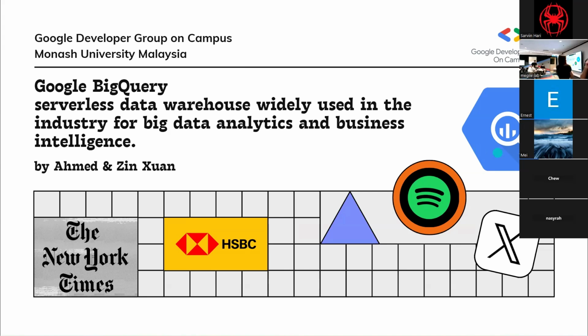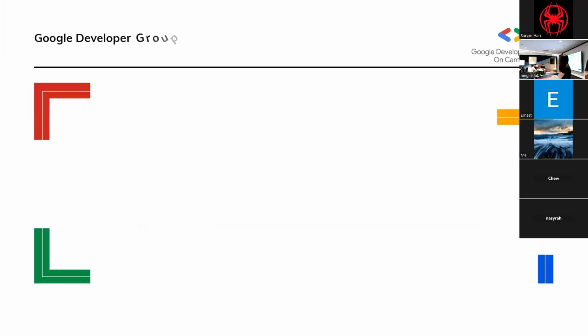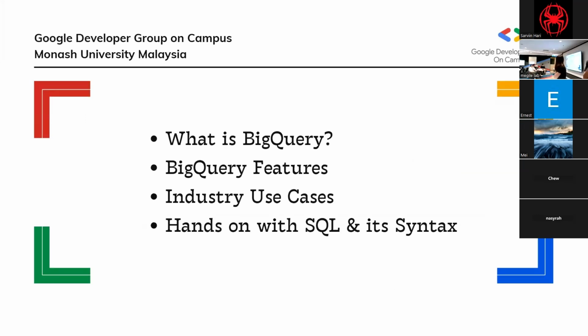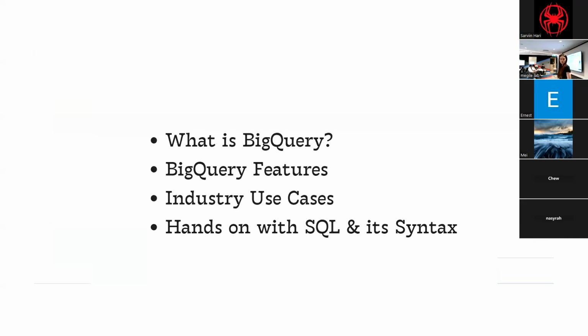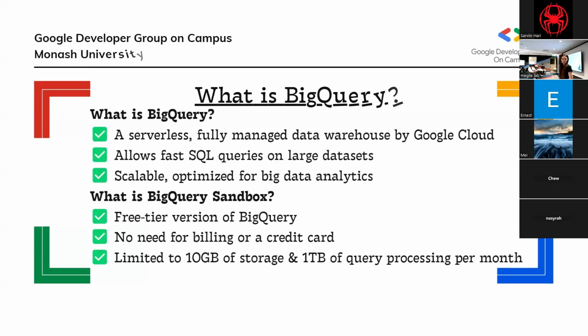So as we go on to the first slide, what is BigQuery? We're going to discuss what BigQuery is, its features, its industry use cases, and we're also going to have some hands-on with SQL and its syntax in BigQuery as well. So what is BigQuery? BigQuery is basically a serverless, fully managed data warehouse by Google Cloud.